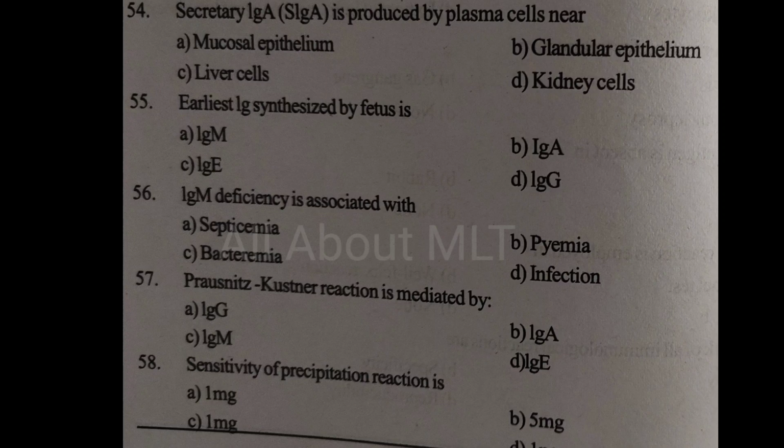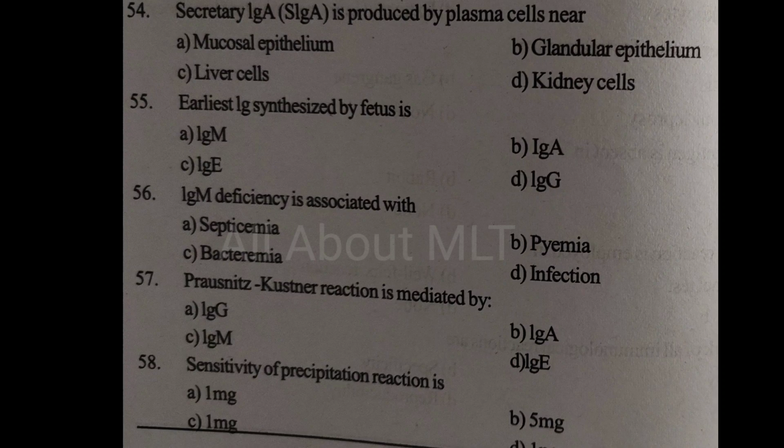Secretory IgA is produced by plasma cells near option A, mucosal epithelium, option B, glandular epithelium, option C, liver cells, option D, kidney cells. Answer is option A, mucosal epithelium. Earliest immunoglobulin synthesized by fetus is option A, IgM, option B, IgA, option C, IgE, option D, IgG. Answer is option A, IgM.